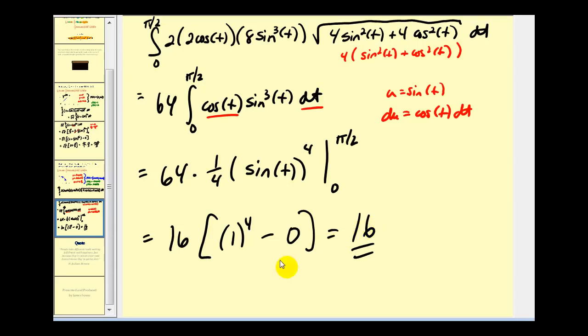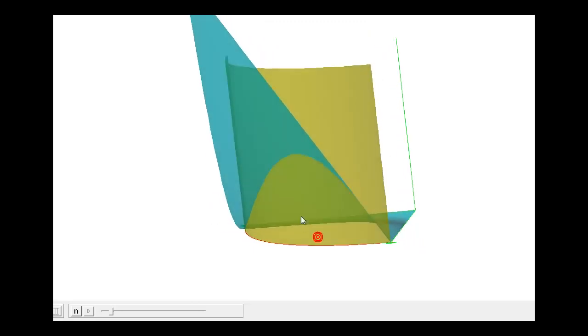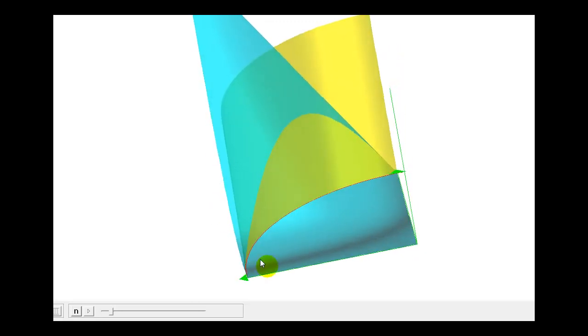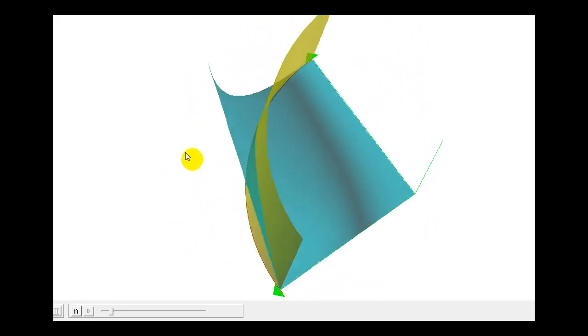And so what this represents is the area of this yellow region here that is below the blue surface along the red curve here in the xy plane. That's exactly 16 square units.